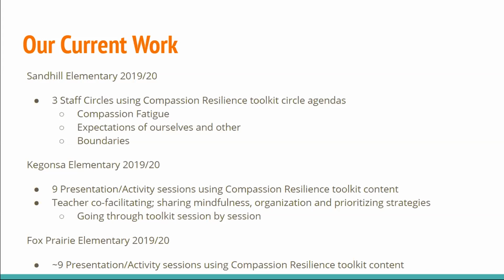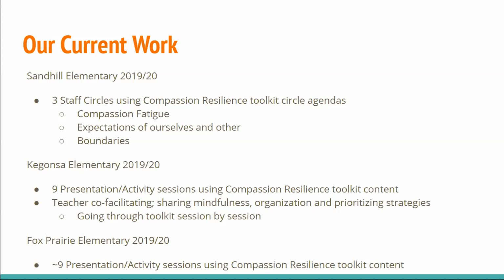So the first one was compassion fatigue. We're going to be going over expectations for ourselves and others, setting appropriate expectations. And the last one is boundaries. And sometimes we as teachers don't know how to say no. And this gives us an opportunity to say, I've got a lot on my plate right now. I think I'm going to have to take a pass on this one. And that's okay. I'll let Kayla talk about the other two elementaries.